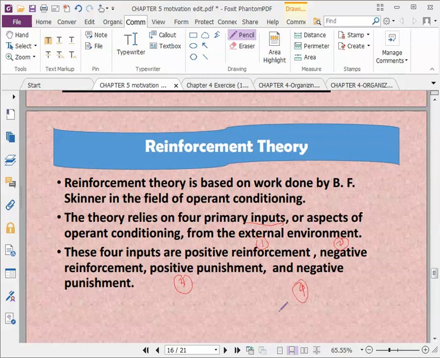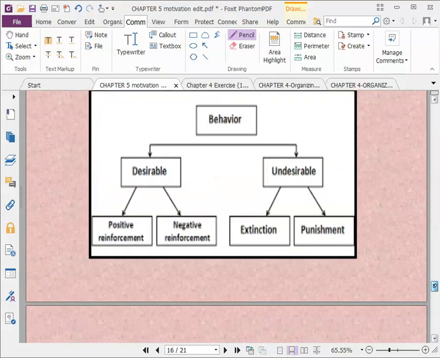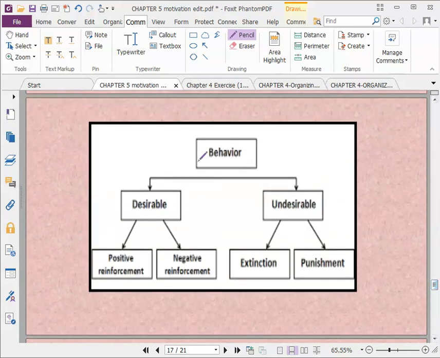Reinforcement ni dia ada banyak sikit lah. Dia ada 4 perkara lah. Okay, positive reinforcement, negative reinforcement, positive punishment, negative punishment. Okay, 4 perkara tu. Okay, so let's look at the, okay, so dia ada behavior, whether the behavior is desirable or undesirable. Okay, if the behavior is desirable, okay, kalau lah as an employee, okay, they behave in a desirable manner, so maknanya, okay, the company will use positive reinforcement. Okay, and then also have a negative reinforcement.